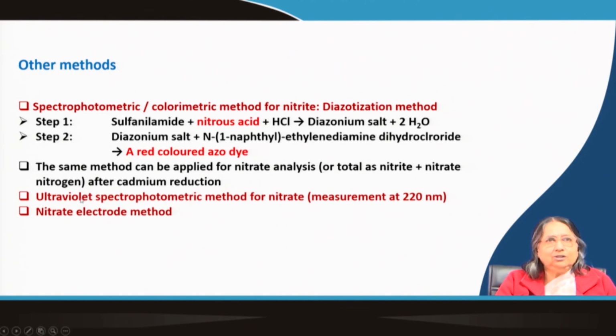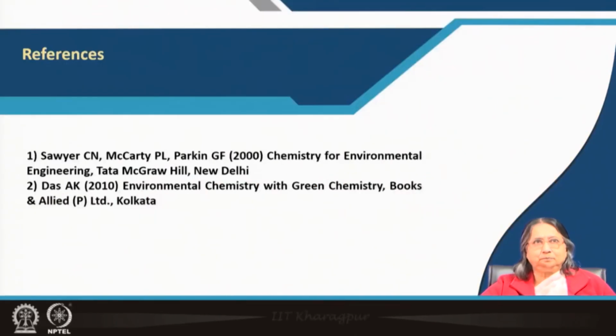Then the nitrate electrode is also there. This is a very simple method. You have the electrode, you can just put it in the solution and you can get the concentration, but the shelf life of this electrode is not much, maybe 1 year or 2 years maximum, and it is costly also. But it is very user friendly, you do not have to do anything, only calibration and measurement, that is it. So, these are also applicable.